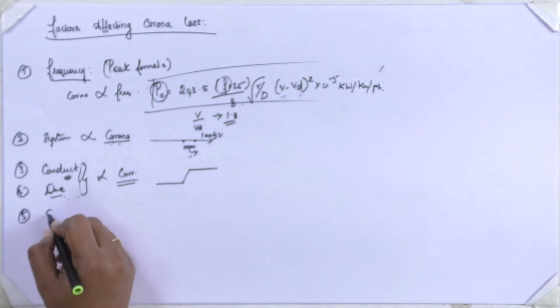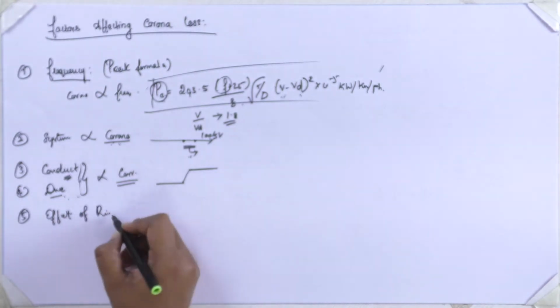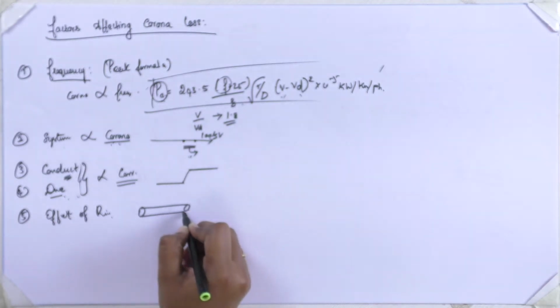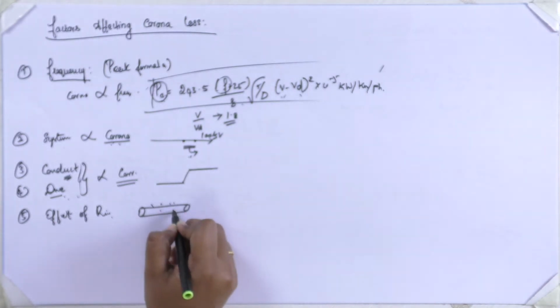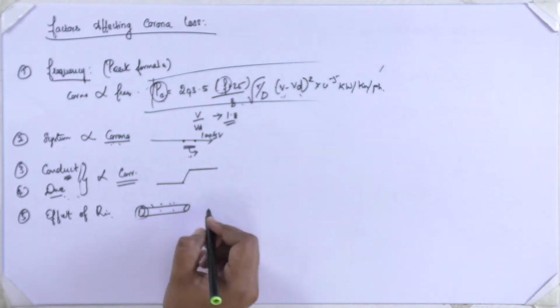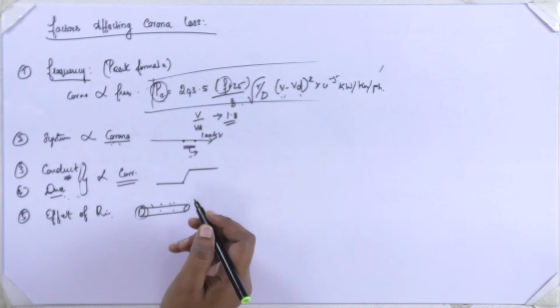And the fifth one is the effect of rain and dust. Because of rain and dust, if they are placed on the conductor, they tend to increase the corona losses. So if we increase the diameter, the effect of rain and dust will not affect the corona losses.